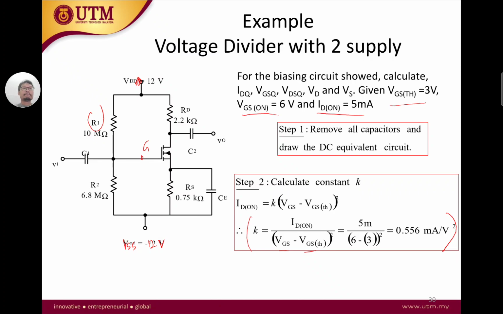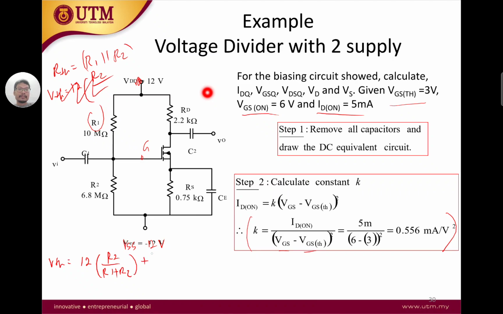So the R Thevenin is still the same. The effective resistance R Thevenin is simply R1 parallel with R2. But the V Thevenin we have to be careful. V Thevenin is now, we have 12 times R2 over R1 plus R2.